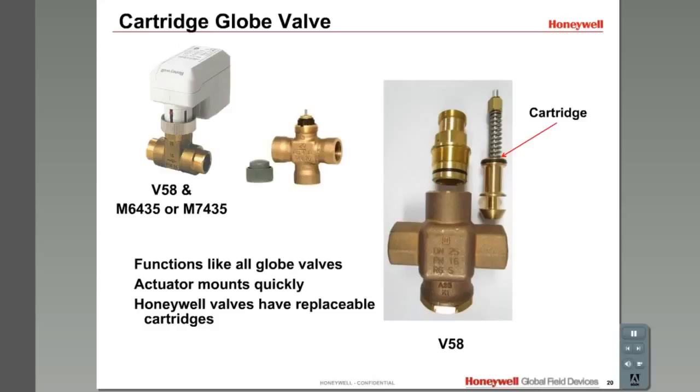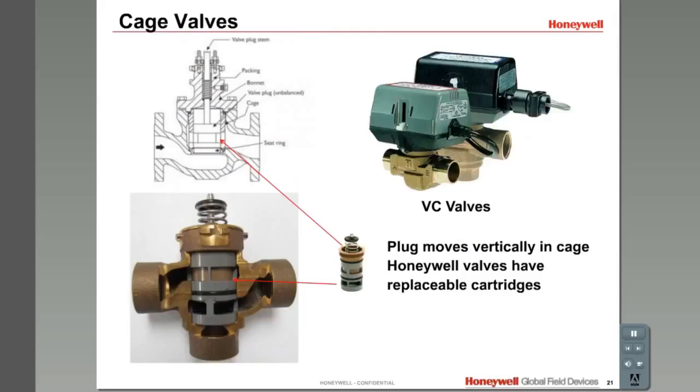A cartridge globe valve is a type of globe valve, so it is very good at controlling the flow in modulating applications. What makes it different is the way it is serviced. The cartridge replaces a number of individual components on the stem into a one-piece device that can easily be replaced when the valve is serviced. This is easier and saves time. Cartridge globe valves like the Honeywell V58 have actuators that easily thread onto the valve body to make installation and service quick and easy.